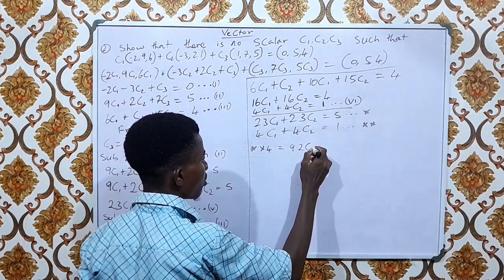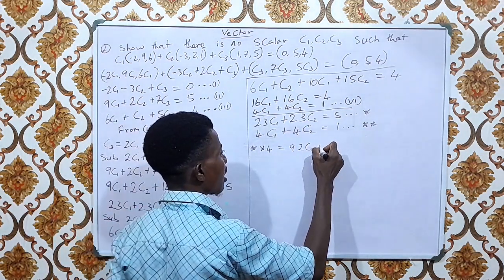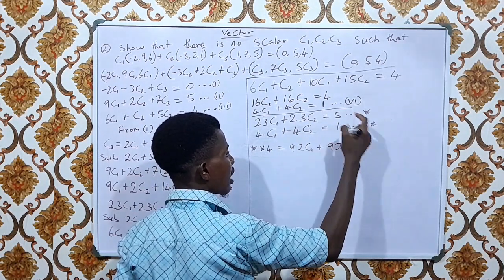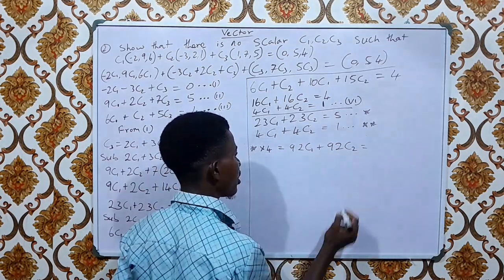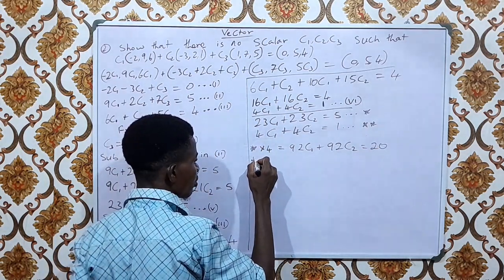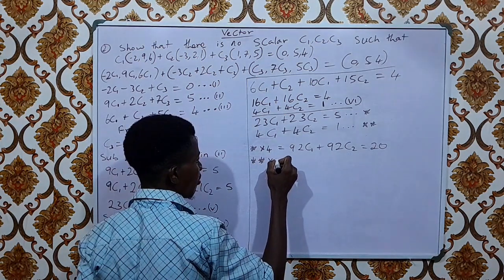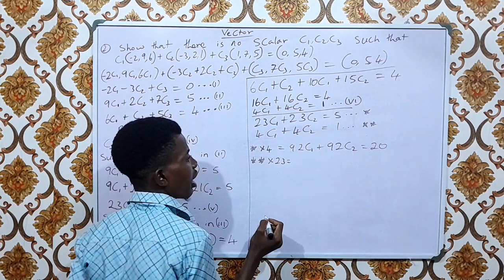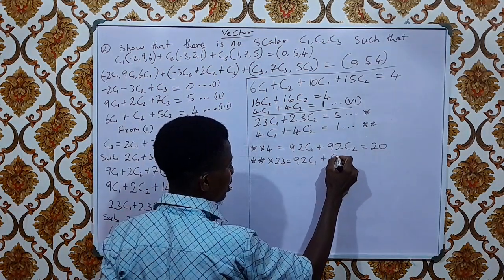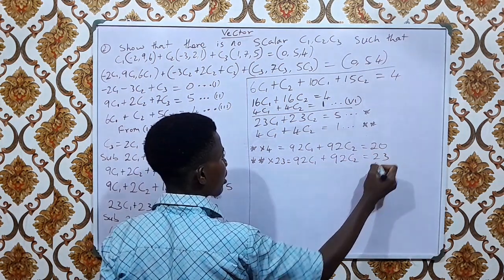Yeah, 92C1 because I'm multiplying everything by 4. If I multiply here again, I will have 92C2. 4 times 5 will give me 20. Now multiply C2, multiply the double star equation by 23. We have the same thing, 92C1 plus 92C2 equals 23.